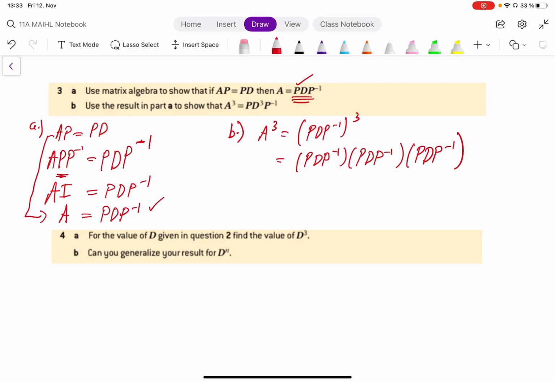And you'll see if I regroup some of these terms that have P and P inverse that are next to each other, right? Those things are going to cancel. If I have the inverse and it's next to its original matrix, those things become the identity matrix. So I could say it's PD times the inverse of P times P times D times the inverse of P times P times D times the inverse of P.